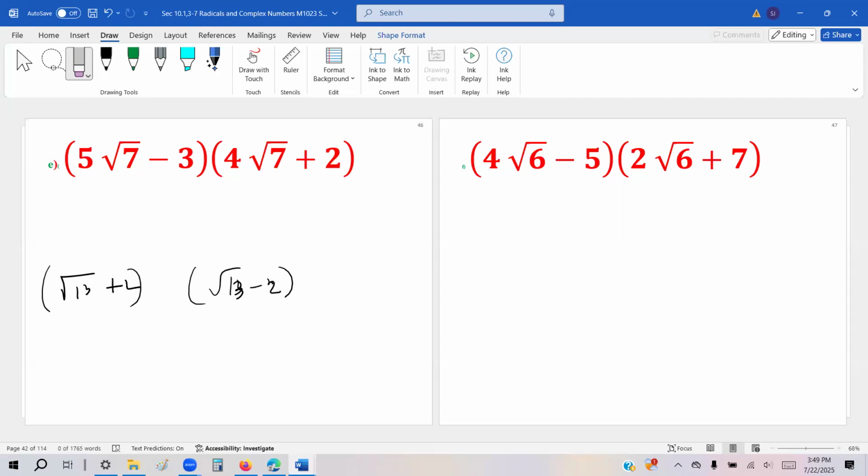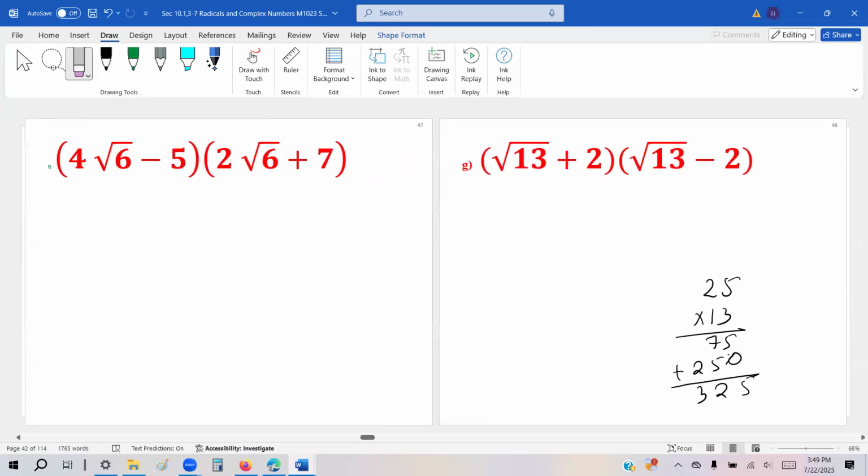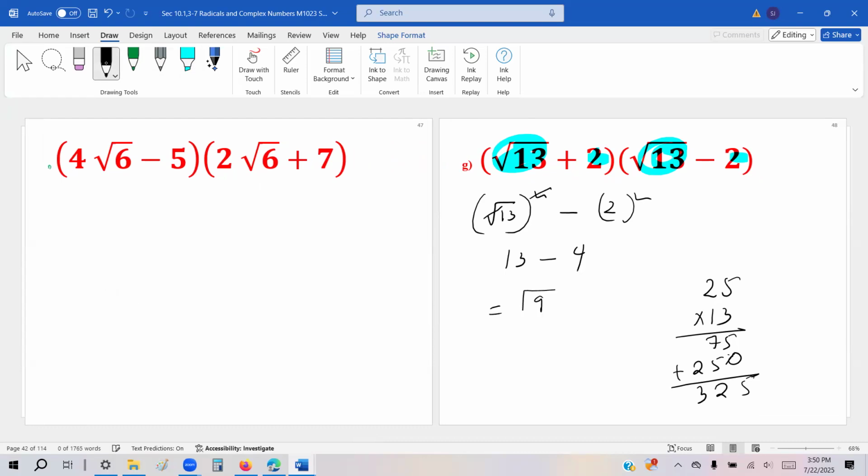So let's do it together. Let me do the easy one first. We have the same things, so we can just simply square them. Square root of 13 squared minus 2 squared. Square root and square cancel out. We get 13. 2 squared is 4. The answer is 9. So whenever you have two conjugates, just square them out. That's it.